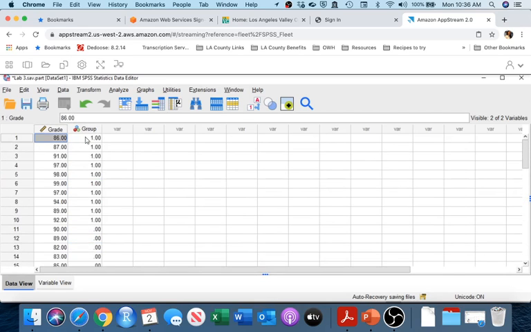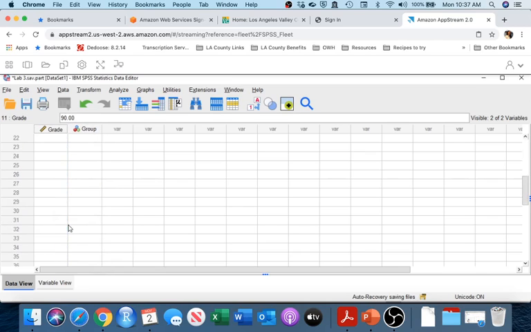And so again, each row is a participant. So this person got a grade of 86 and did watch Sesame Street. This person got an 87 and did watch Sesame Street, whereas this person did not. So they have a 0, they did not watch Sesame Street, and they got a 90.